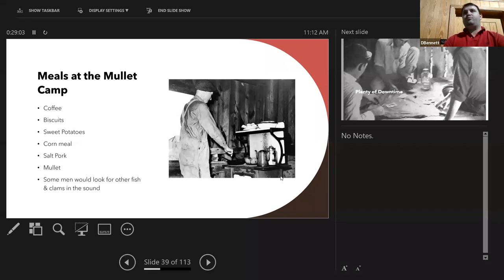The food was pretty basic: coffee, biscuits, sweet potatoes, cornmeal for making cornbread was pretty common, salted pork, and all the fish you could eat. Sometimes if men had time, they would go and look for other fish to eat, or they'd go dig for clams in the sound.